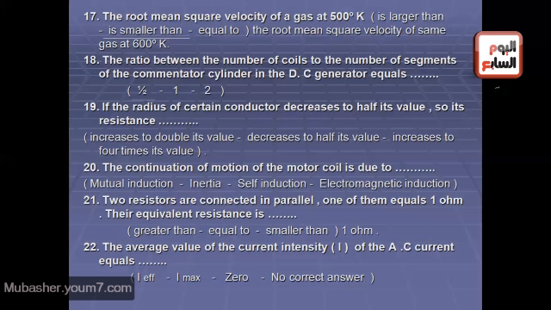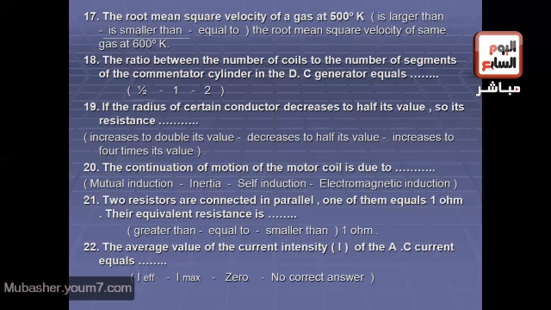Number 19. If the radius of a certain conductor decreases to half its value, so its resistance, we must remember the relation between the resistance and the area, and it is inversely proportional. So the answer will be, yes, increases to double its value. Another sentence. The continuation of motion of the motor coil is due to, yes, very good, is due to the inertia. Very good. Sentence number 21.